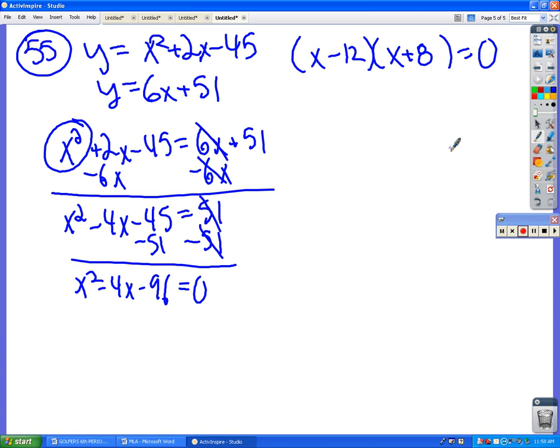Okay, it's actually negative 12 and 8 because the negative needs to be bigger, but we'll give it to you. Okay, so that means that x could equal what or what? 12 or negative 8.